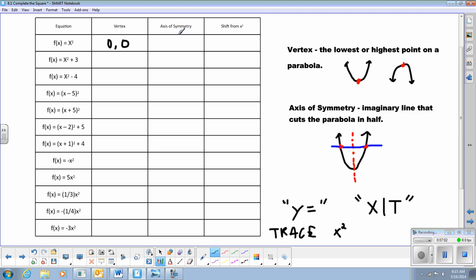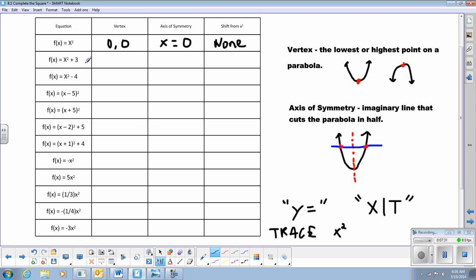The axis of symmetry does happen to be the y-axis. So we're just going to say that that is where x equals 0, because that is the line that cuts the parabola in half. And then the shift from x squared, well, there is no shift here. As we go through some of these in the table, you're going to be writing down a shift in this column. You're going to notice some shifts. So let's take a look now.